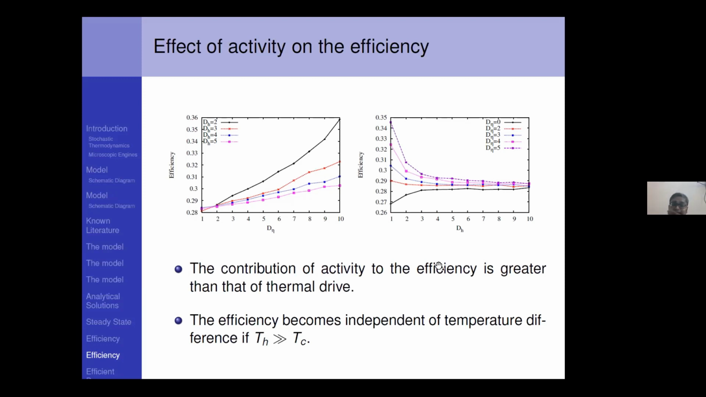One more important thing is that the efficiency reaches a saturation value at some point. If the temperature difference becomes too high, all the curves merge to some value, and this is also the case with even the Carnot engine, right? If TH becomes much larger than TC, the efficiency becomes 100%. Then it becomes independent of temperature. So even in this case, it saturates to some value, not 100% of course, but a given value.